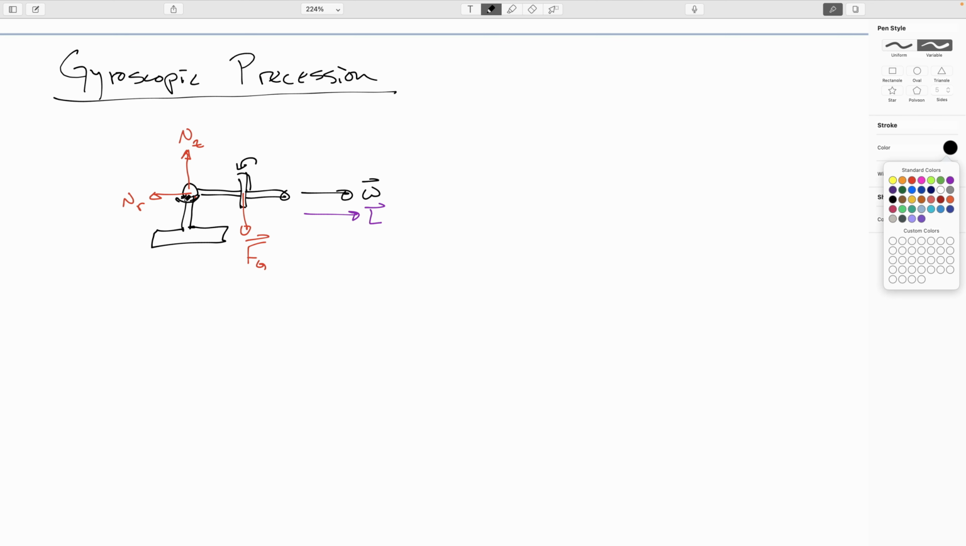Here we go. I'll exaggerate that a bit. The normal force from the pedestal like that is providing the centripetal force to make the thing go around. All right, so this is the view from the side.